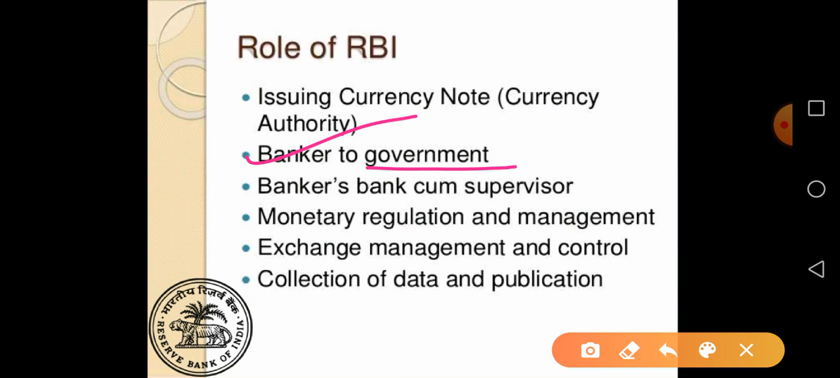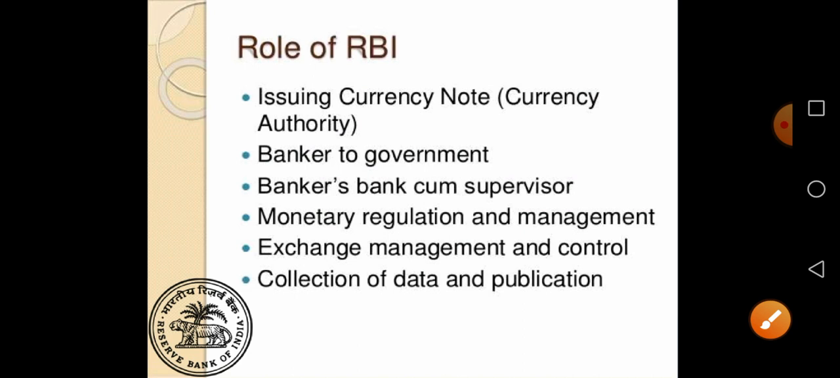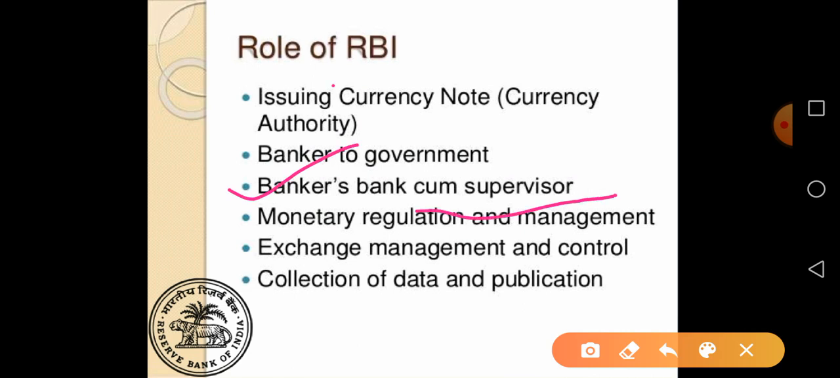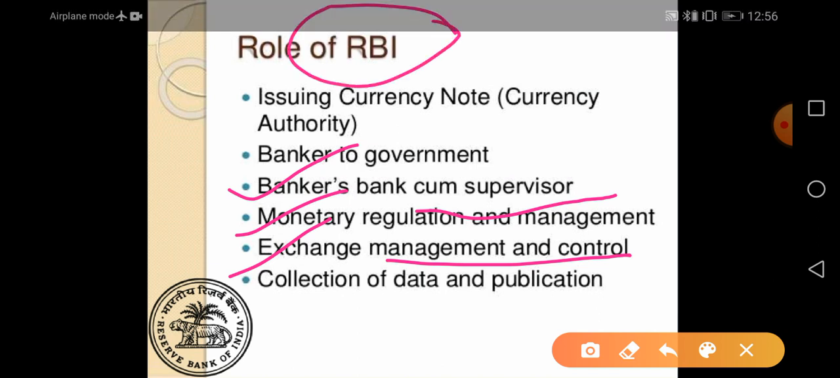These monies are provided by the bank, and RBI, the head of all banks in our country, regulates all these policies. Afterwards, as I told you earlier, RBI is the banker's bank. It is the main supervisor of our country. Monetary regulation and management is also done by the RBI. Foreign exchange management and control means exchange of money in terms of different currencies of different countries of the world. That currency is also managed and controlled by the RBI itself.